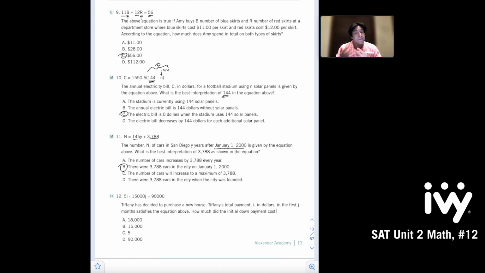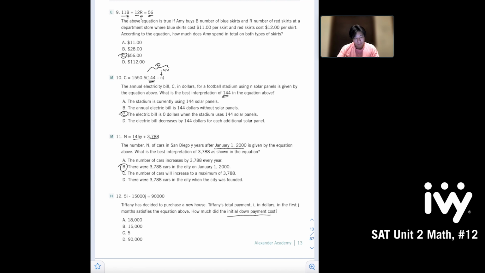Question 12. Tiffany has decided to purchase a new house. Tiffany's total payment I in dollars in the first J months satisfies the equation above. How much did the initial down payment cost? So if we look at our equation, 5I minus 15,000J equals 90,000, it isn't quite in the form that we're familiar with. So let's rearrange. We are looking for the initial down payment cost, which means we are looking for I, the total cost, when J is equal to 0, so the initial cost. So let's go ahead and rearrange so we can put it in terms of I.